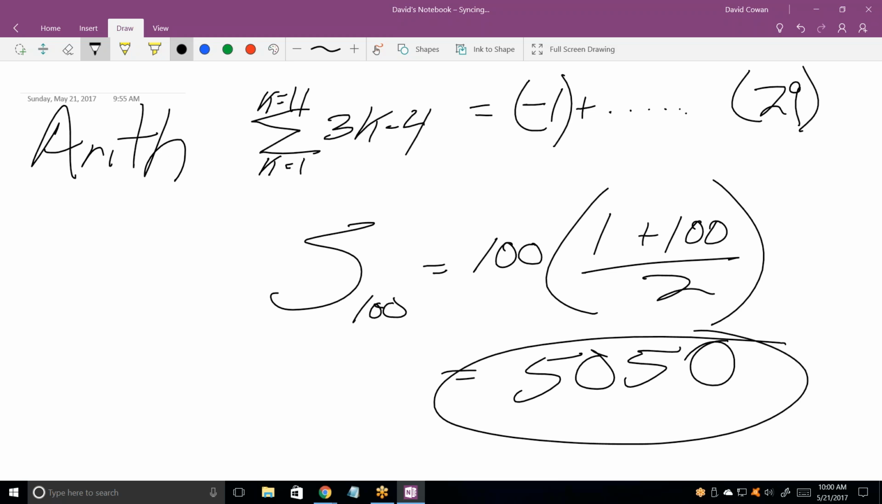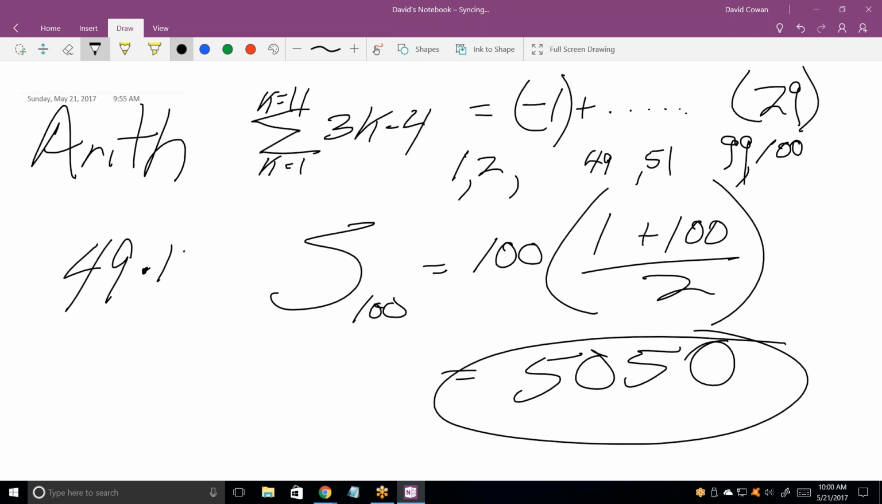Now, he did it a little different way when he was 8 years old. He recognized that the first and last number add to 101, and the second and second to last number add to 101, and so forth and so on, until you get down to 49 and 51 add to 101. So he's got 50 pairs, or rather 49 pairs, that add to 101 plus that 50th number, the one in the middle.